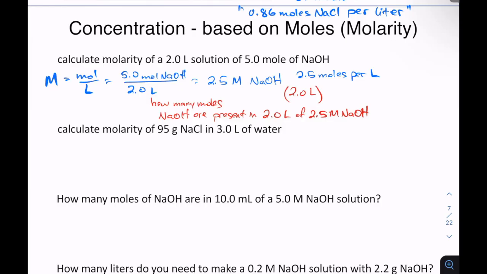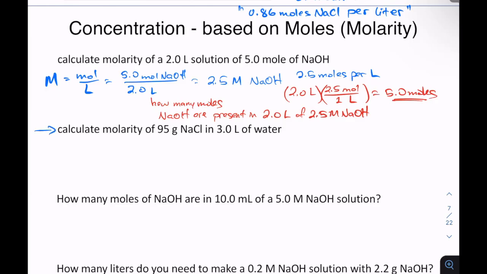What's measured is 2 liters. We're going to use a conversion factor to get that into moles. So we have liters now in the denominator, and we have moles in the numerator. And how many moles are there per liter in a 2.5 molar solution? We have 2.5 moles per 1 liter. That's going to give us 5 moles, which of course is what we started with in the problem. Okay.